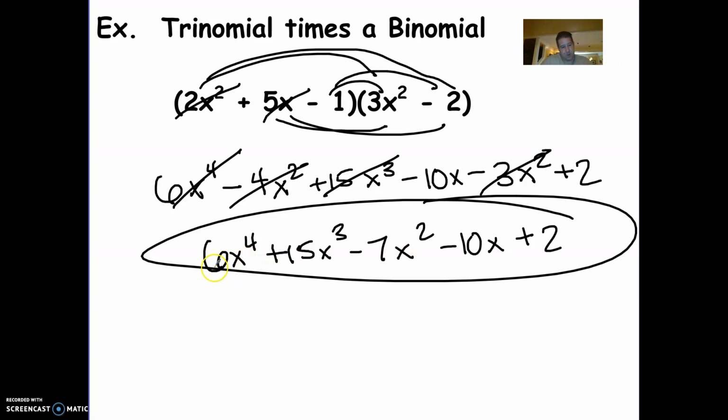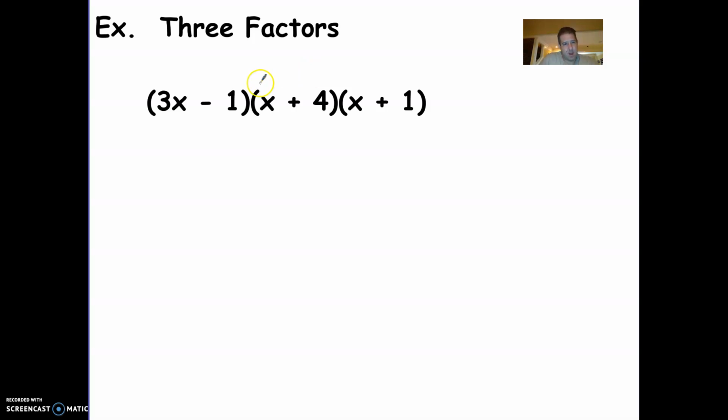It's an even function with a positive leading coefficient, which means you know it's going to be going up like this. This next one is going to be done exactly the same, only what I would do is multiply this binomial times this binomial first, and then multiply the trinomial that you get by this binomial. So it's kind of like doing the last two questions I did, both steps, one at a time.